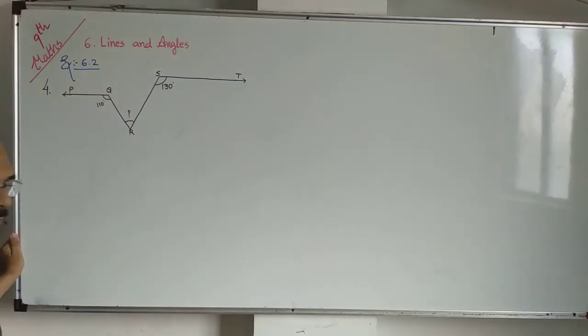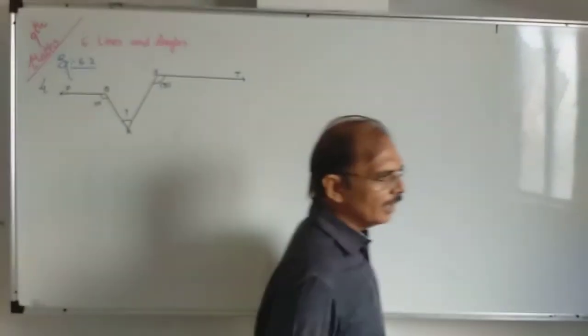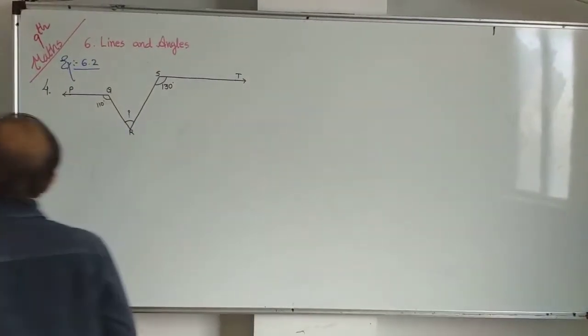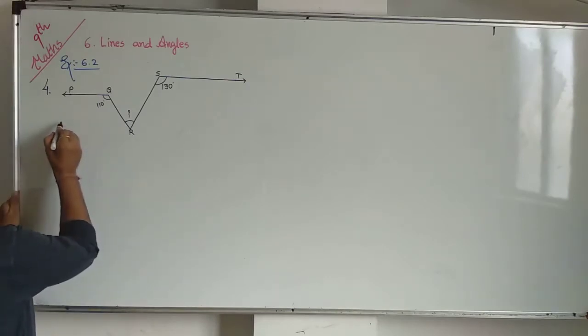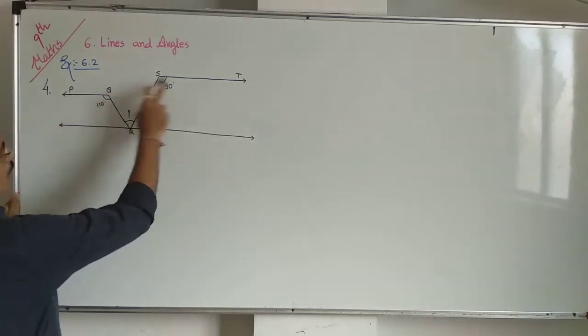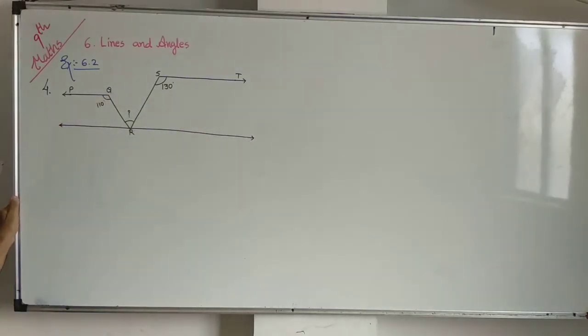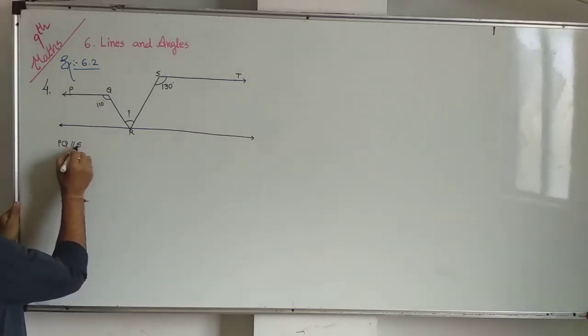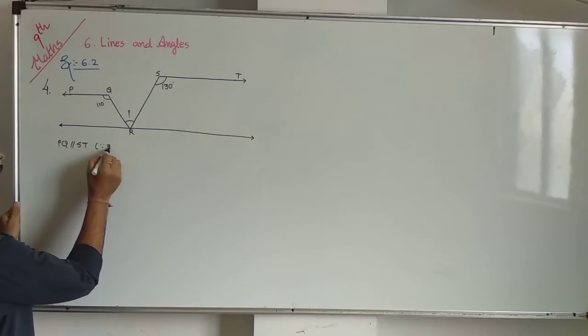Okay. Hint is given here. But remember, in your test or exam, hint is not given. You have to remember this. So we suppose a line which passes through R and parallel to PQ and ST, because lines PQ and ST are given parallel. PQ parallel to ST. This is given.